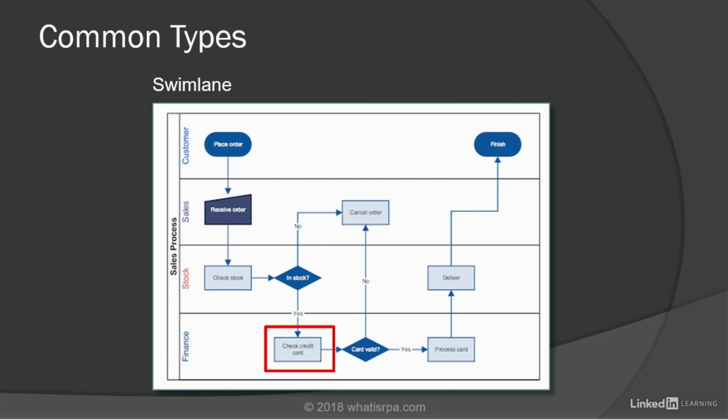If we follow the yes path, it goes down to the finance role, who authorizes their credit card, and then another decision: if the card is valid. If it's not, we cancel the order. If it is, we process the card. Then the stock person packs and ships, and the customer receives their order. So you can see that the extra level of detail in a swim lane diagram is definitely helpful.